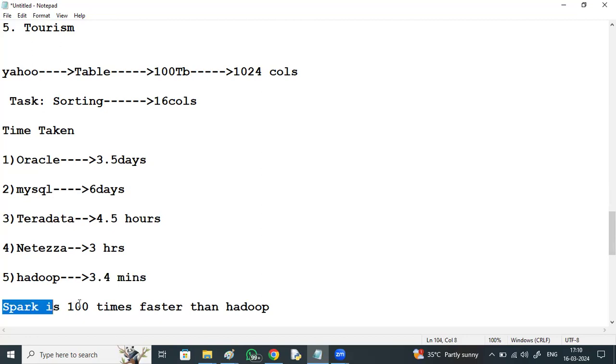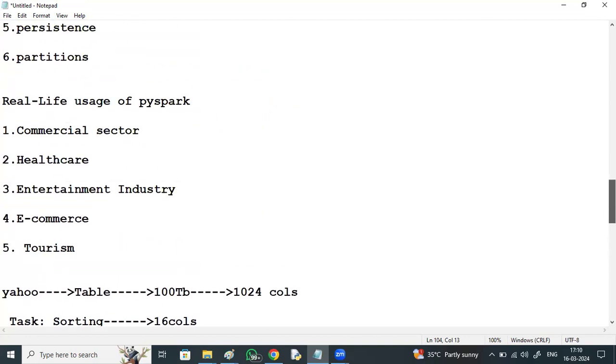So why you may ask the motivation towards Spark? Spark is 100 times faster than Hadoop. Hadoop speed is already faster, but still Spark is very high speed, right?